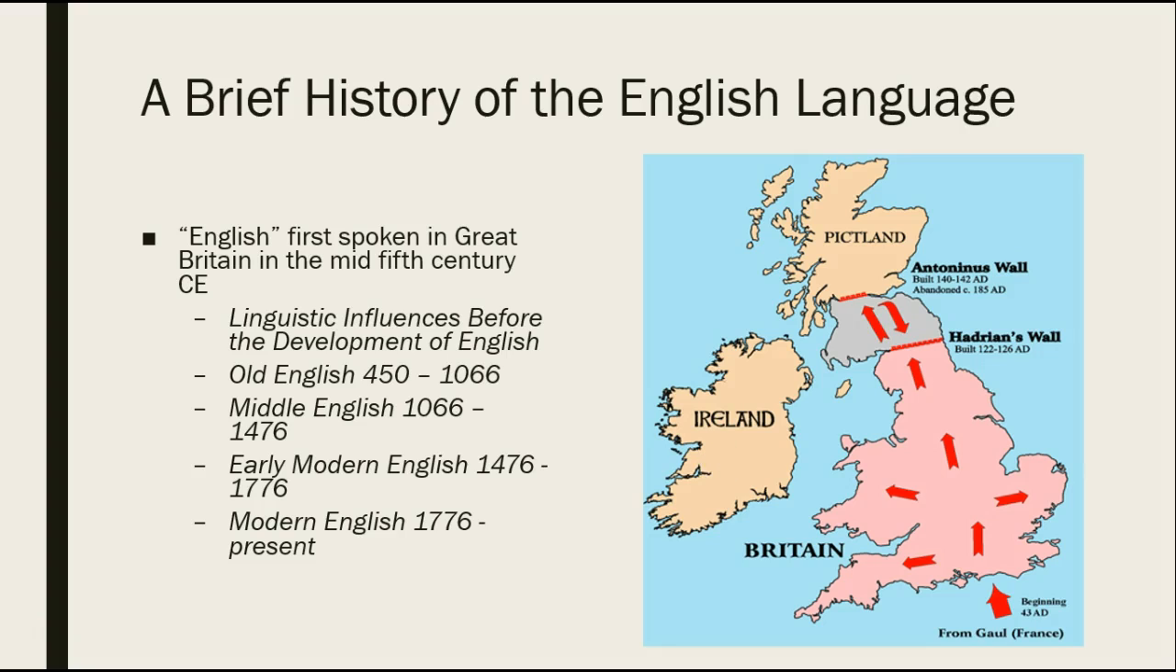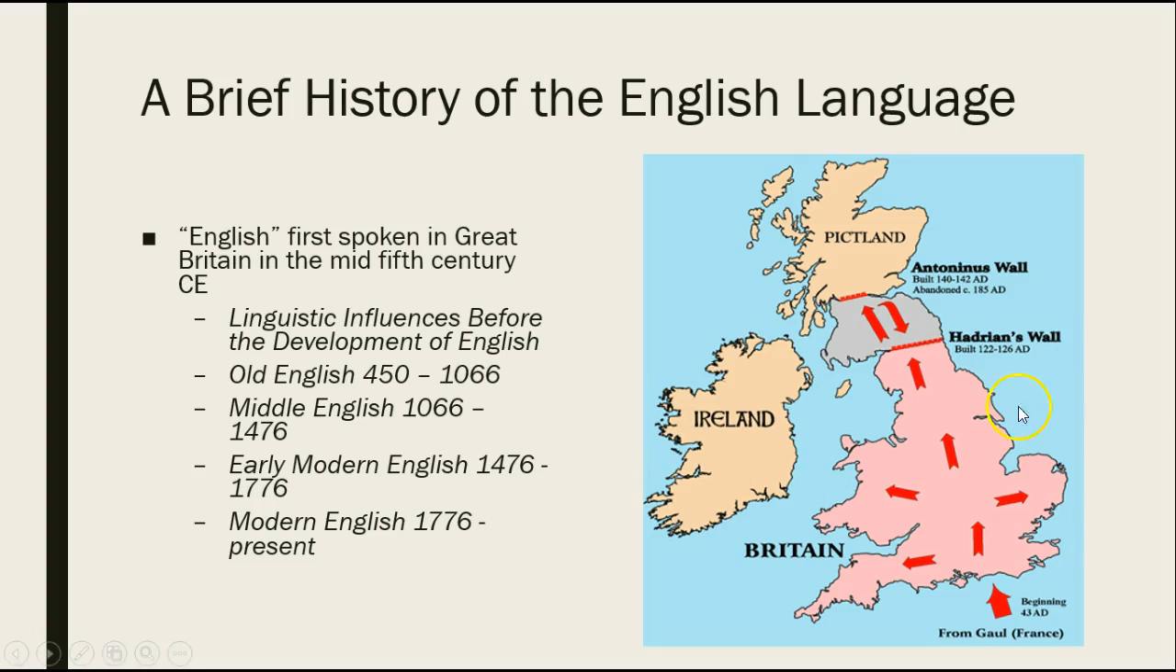All right, so a brief history of the English language. English was first spoken in Great Britain in the mid-5th century CE. So we're just going to take an overview, 2,000 years of history in 15 minutes? Let's see how I do. You can time me. We're going to talk a little bit about some of the existing linguistic influences in England before the development of English. Then we have Old English, Middle English, Early Modern English, and Modern English.